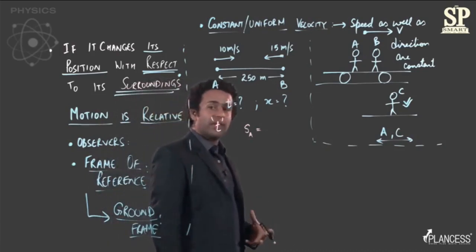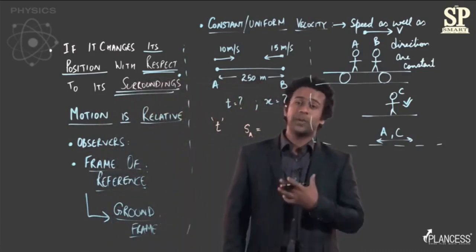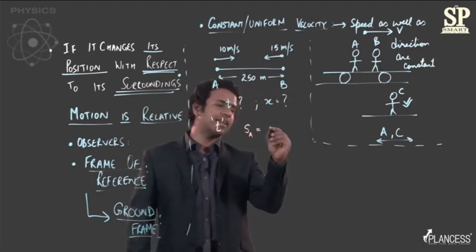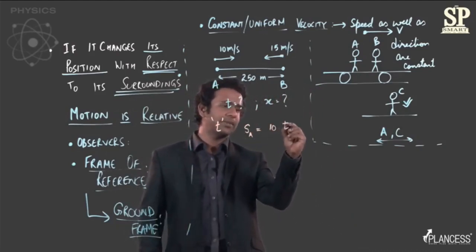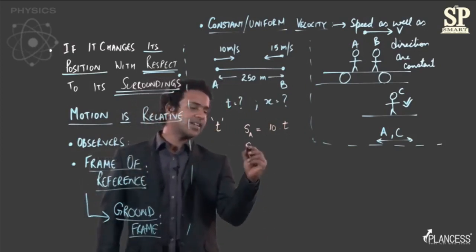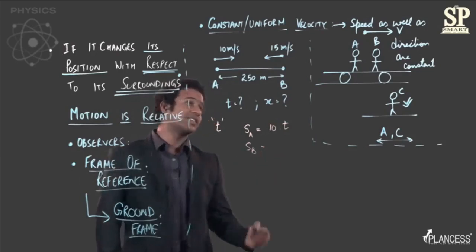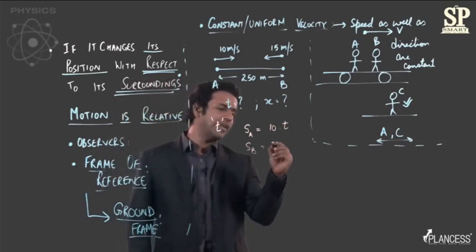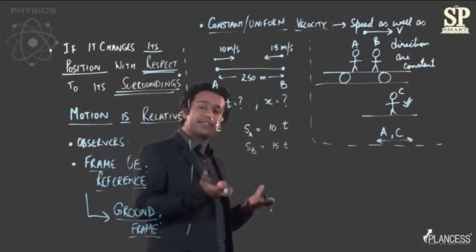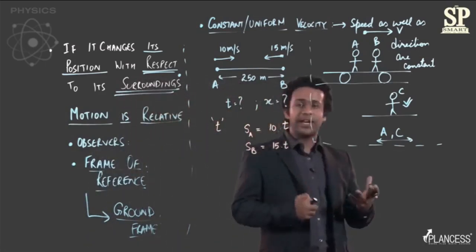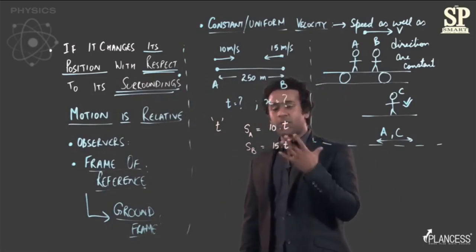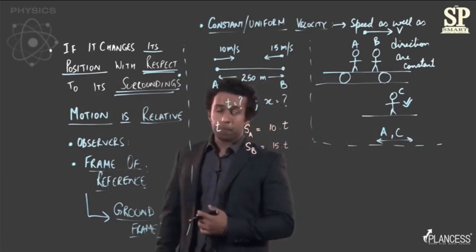Now, we know that distance covered is equal to speed into time. So the distance covered by A can be written as 10 into T, right? Similarly, the distance covered by B can be written as the speed of B, which is 15, into time. So this is simple. We have simply written distance is equal to speed into time. So distance for A becomes 10t, distance for B becomes 15t.